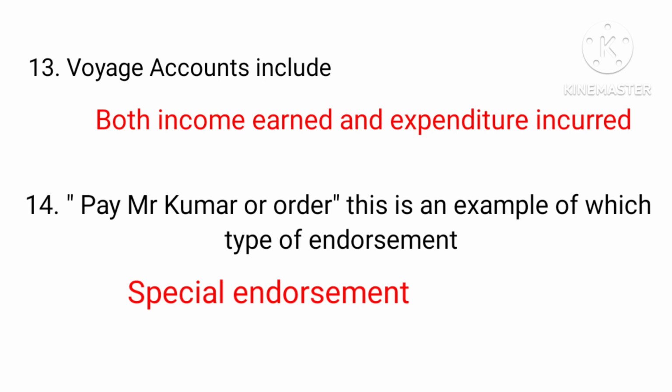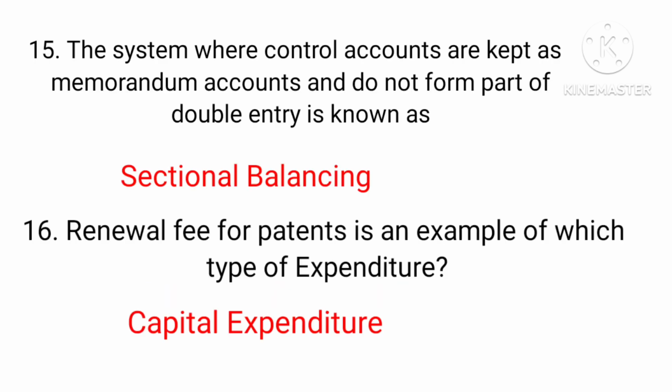Pay Mr. Kumar or order. This is an example of which type of endorsement? Special endorsement. The system where control accounts are kept as memorandum accounts and do not form part of double entry is known as sectional balancing.